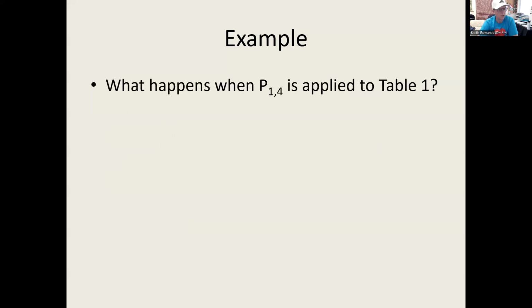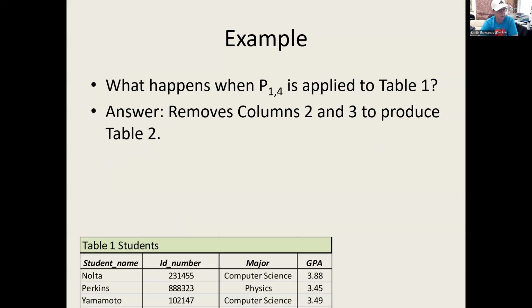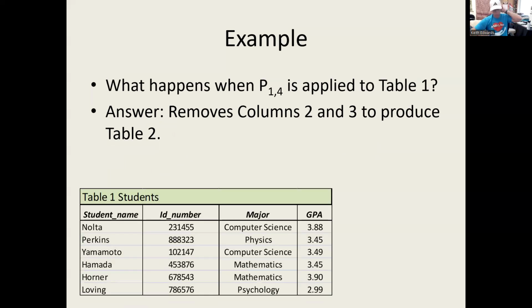What happens when P_1,4 is applied to table 1? This would basically remove columns 2 and 3 to produce table 2. So we would remove the ID number and the major, and we would be left with the student name along with their grade point average.